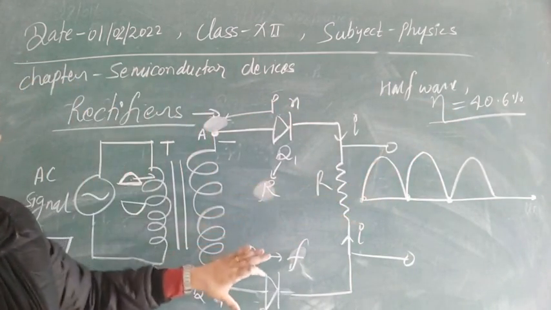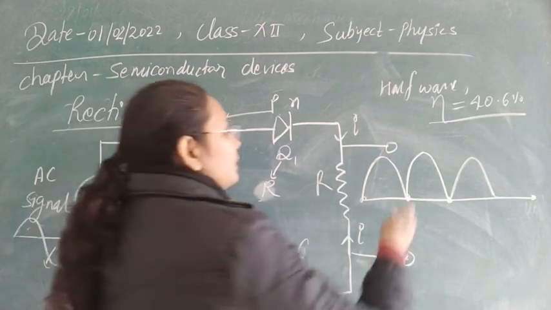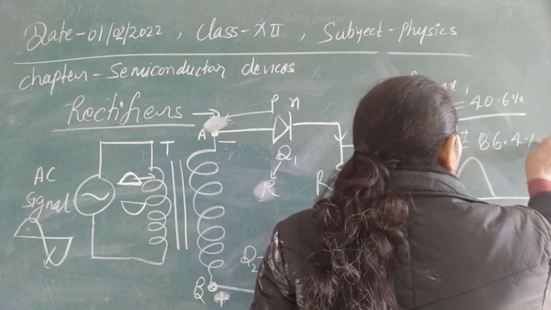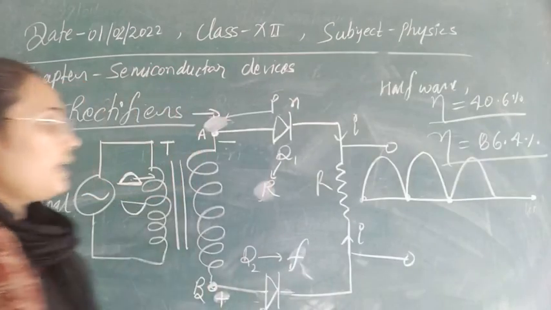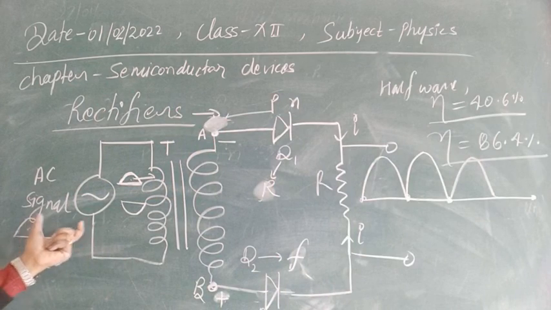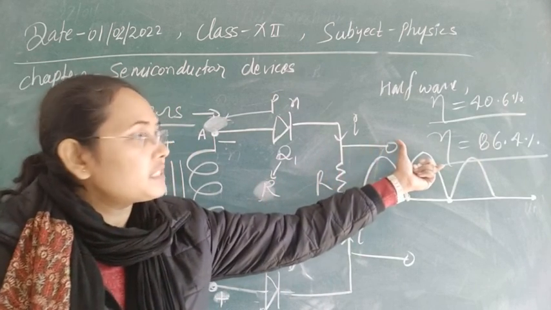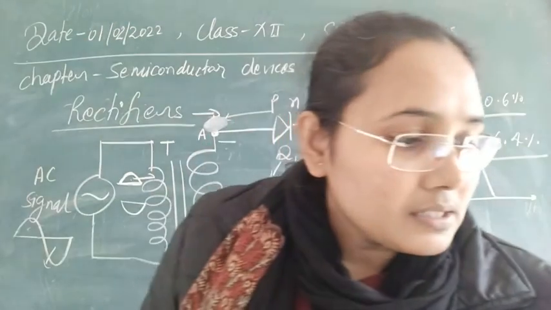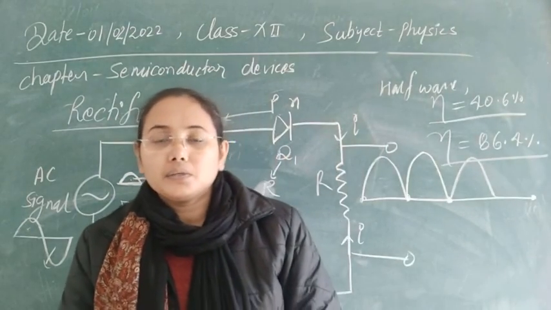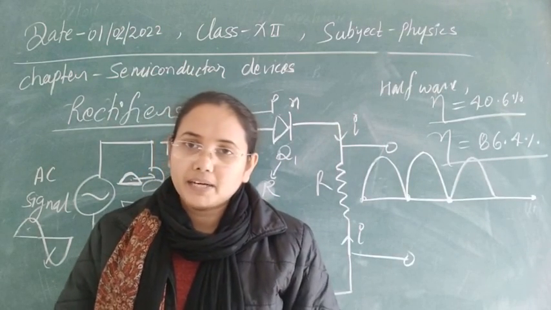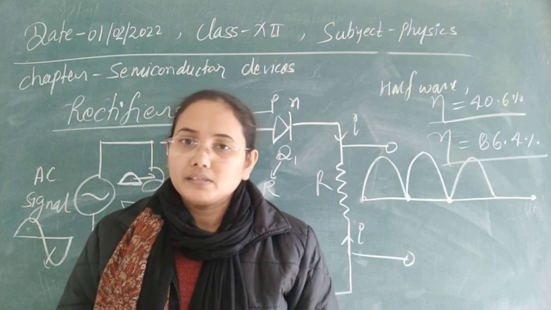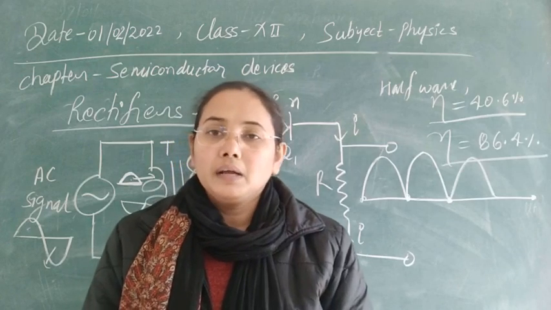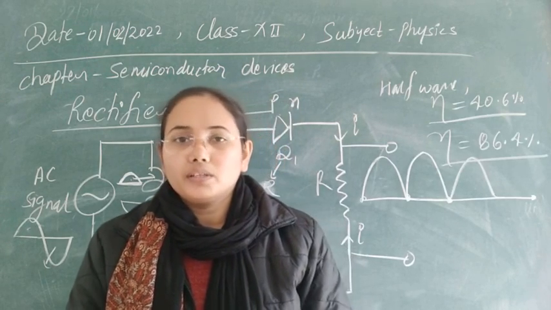Similarly, for the full wave rectifier, the efficiency is calculated as 86.4%. It means if we feed 100% signal, then only 86.4% of the signal we can get in the output. So students, this is all about the rectifiers, the two types: half wave and full wave rectifiers. Let's end our class here with these two topics, and in the next class we will discuss the Zener diode first, then move on to the other diodes.